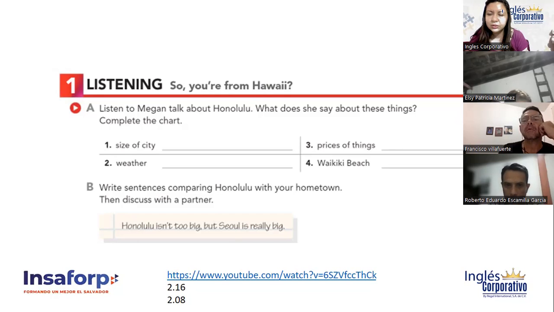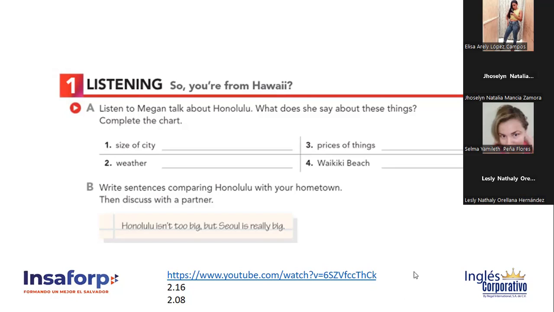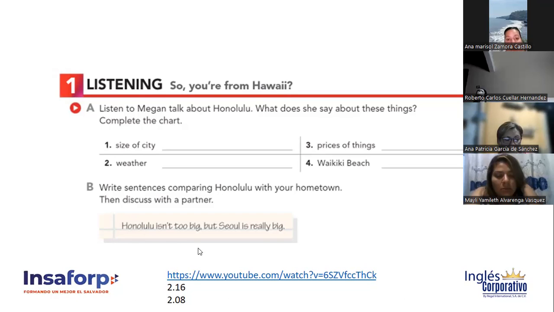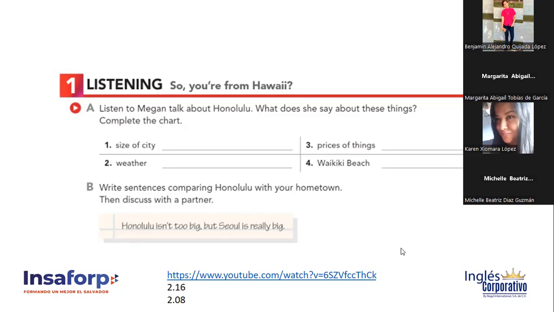The weather in Honolulu isn't very comfortable, but the weather is very hot. My city, Chalchuapa, is cheaper than Honolulu. So Lucia is from Chalchuapa. Chalchuapa is in Santa Ana or Ahuachapán? I guess it's in Santa Ana, right, Lucia? Yes, it's in Santa Ana. Okay. Very good.